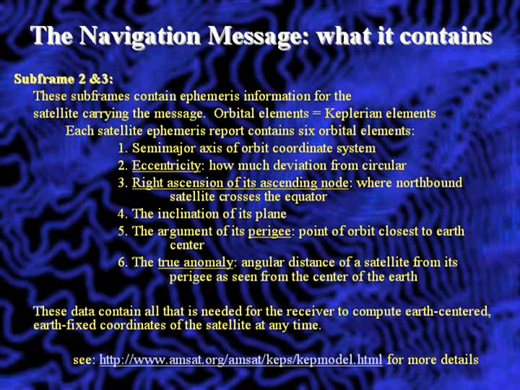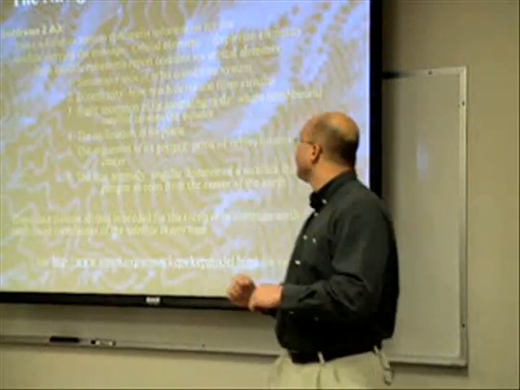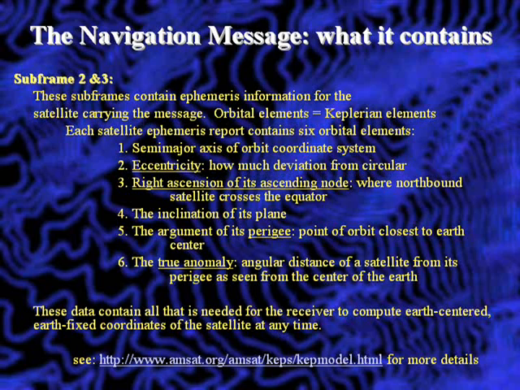Then the right ascension of its ascending node and the inclination of its plane. In the previous picture you've seen all these 24 satellites in different planes. That identifies exactly, in relationship to the Earth, where that plane is, where its inclination is and where it sits. The perigee is the point where the satellite comes closest to the Earth. The apogee would be where it's the furthest. Then the true anomaly is the angular distance of the satellite from its perigee as seen from the center of the Earth.